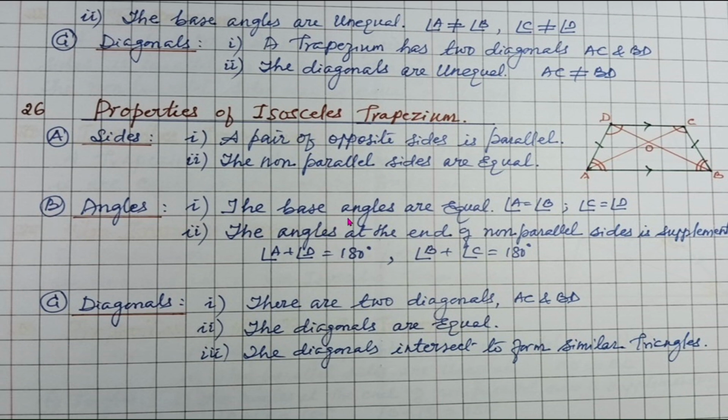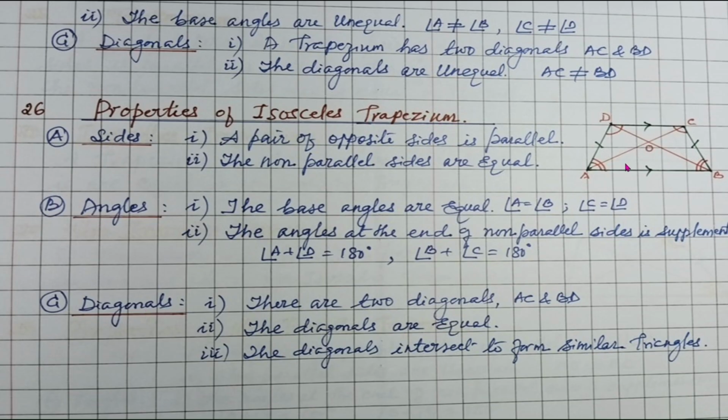In terms of angles, the base angles are equal, that means angle A is equal to angle B and angle C is equal to angle D, and the angles at the ends of non-parallel sides are supplementary. Therefore if you take the non-parallel sides here, that is BC and AD, we can add B and C, and they are supplementary angles, and also angle A plus angle D is 180, or supplementary.